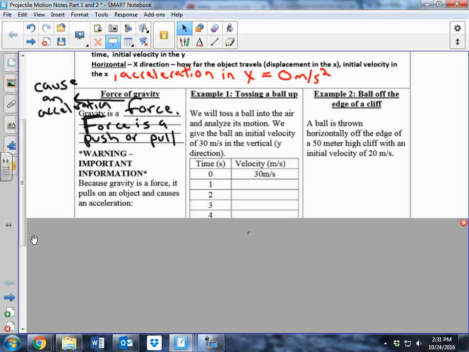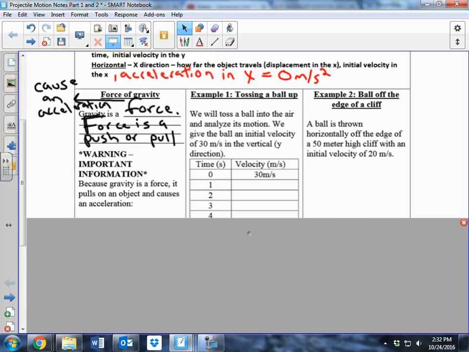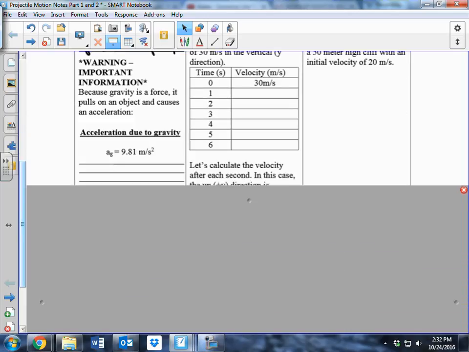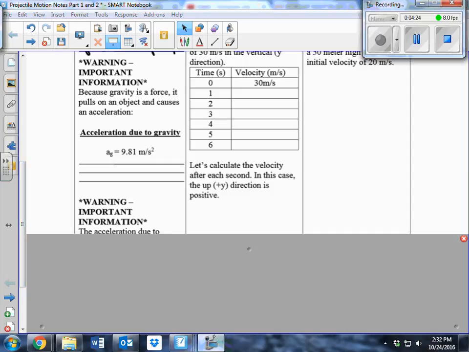Warning, important information. Because gravity is a force, it pulls on an object and causes it to accelerate. So the acceleration due to gravity is 9.8 meters per second squared. And remember, this is the acceleration caused by the force of gravity. In the future, aka next unit, you're going to have to figure out the force due to gravity, and you have to make sure you distinguish between the acceleration and the force.